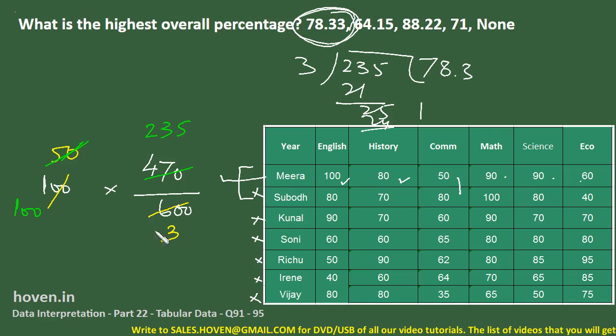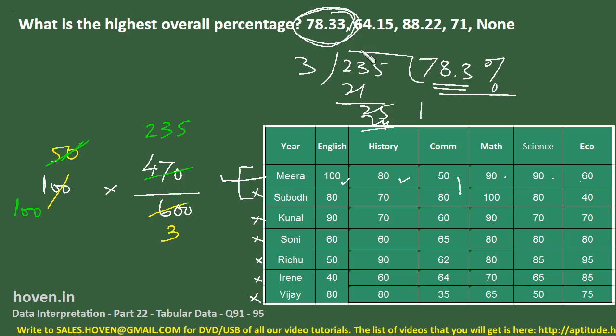So it was already 600 here. So that is why it is 78.3%, which is the required answer. Let us move to our next question now.